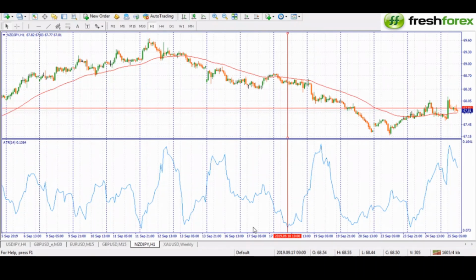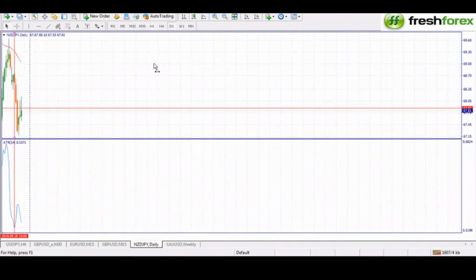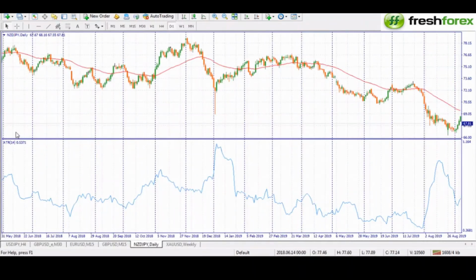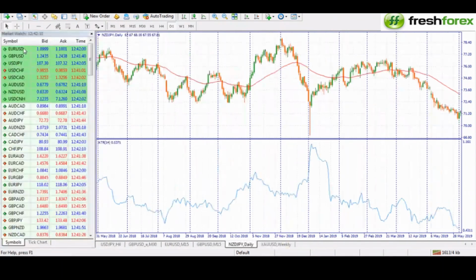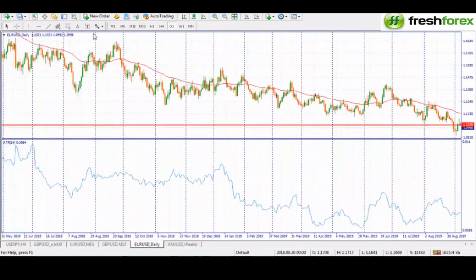Another thing, just look at this. This reads 0.537, it's like 537 pips. Then another one, we have this, 64 pips.